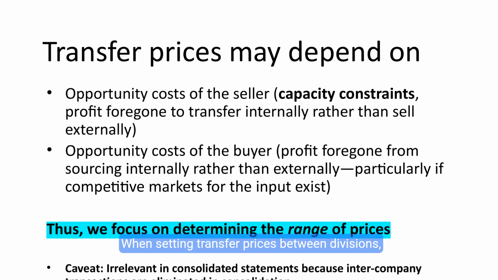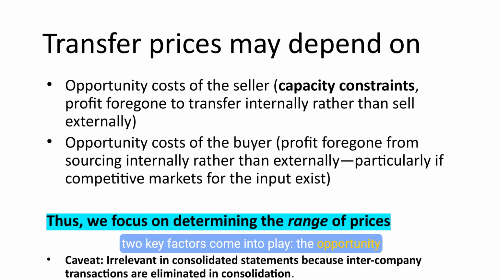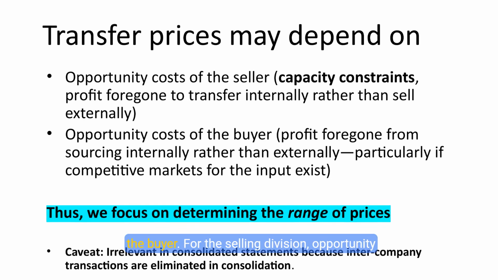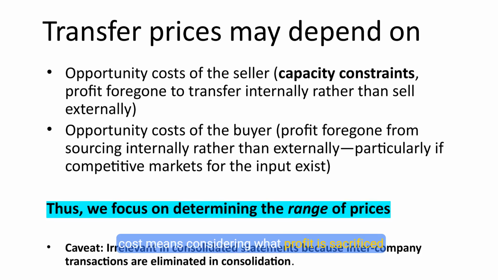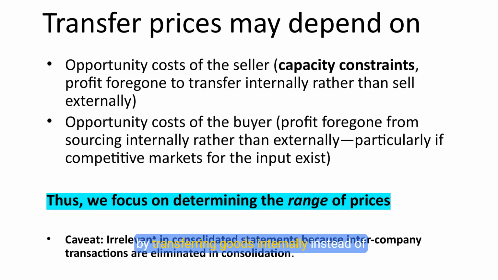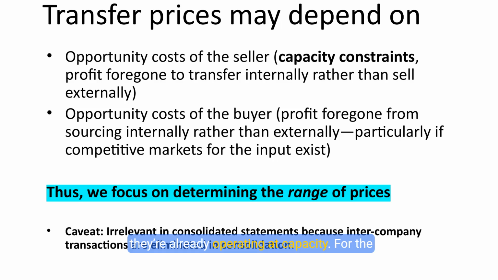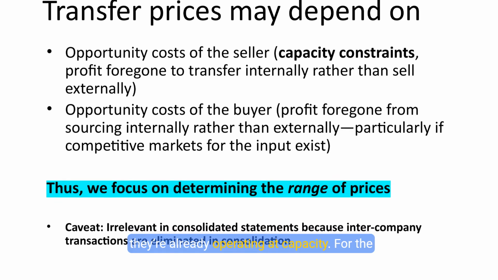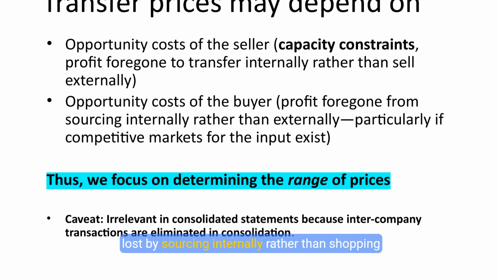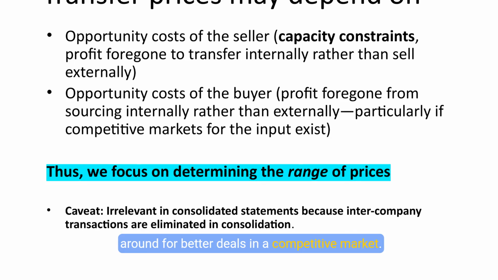When setting transfer prices between divisions, two key factors come into play: the opportunity cost for the seller and the opportunity cost for the buyer. For the selling division, opportunity cost means considering what profit is sacrificed by transferring goods internally instead of selling them on the open market, especially if they're already operating at capacity. For the buying division, it's about what profit might be lost by sourcing internally rather than shopping around for better deals in a competitive market.